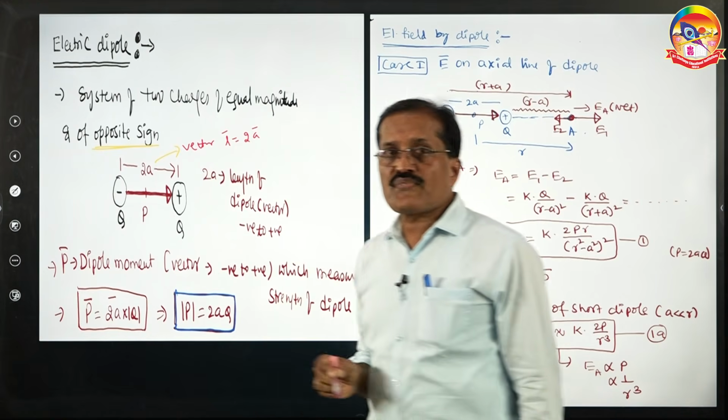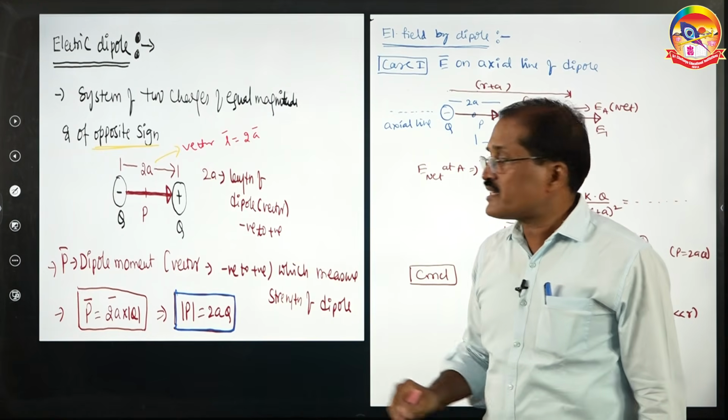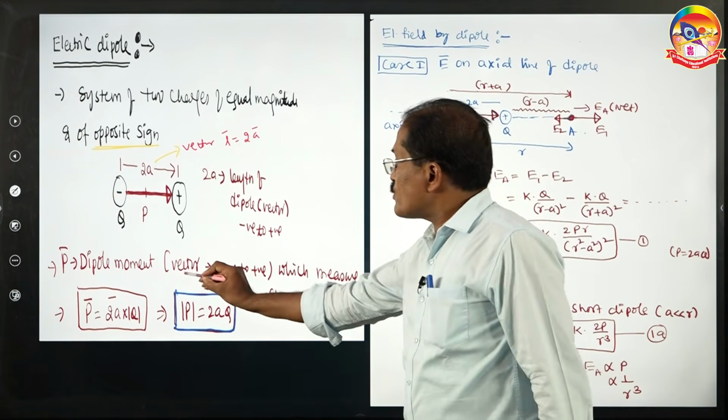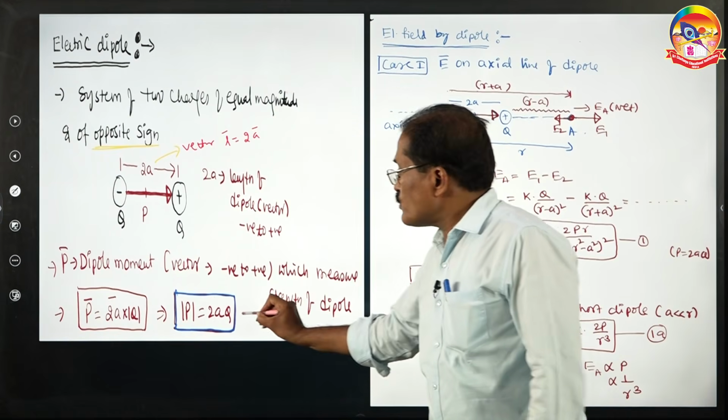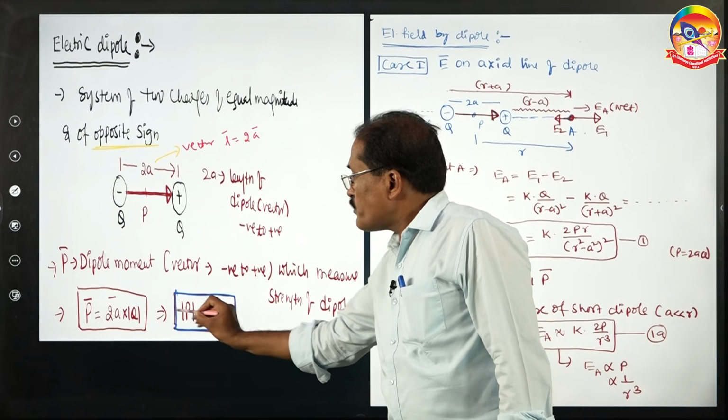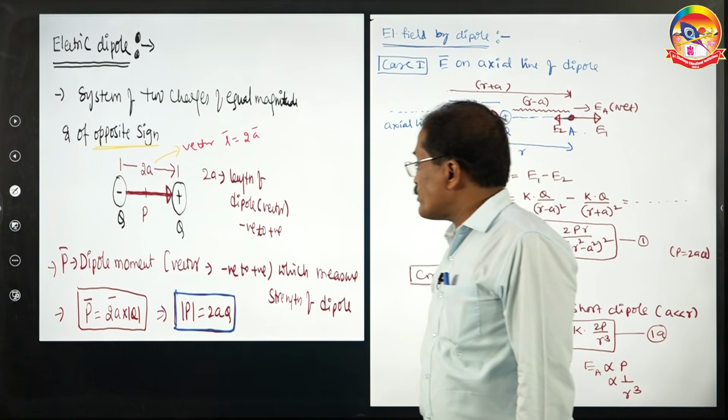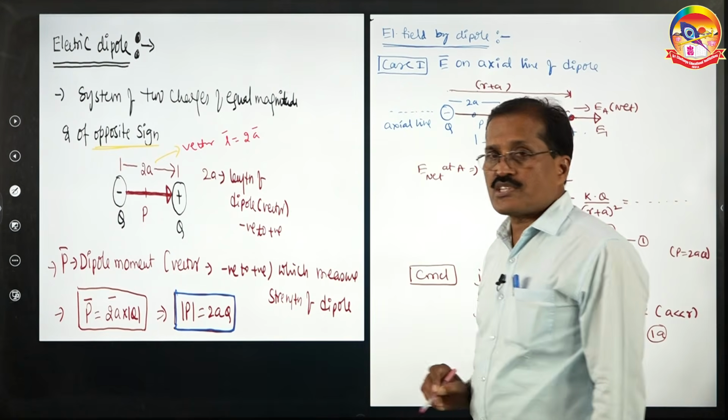It is always from the negative charge to the positive charge, right? So the dipole moment is equal to, how much is it? P bar is equal to 2a into q, where q is the magnitude of either the positive or negative charge, and p equal to 2aq is always from negative to positive.